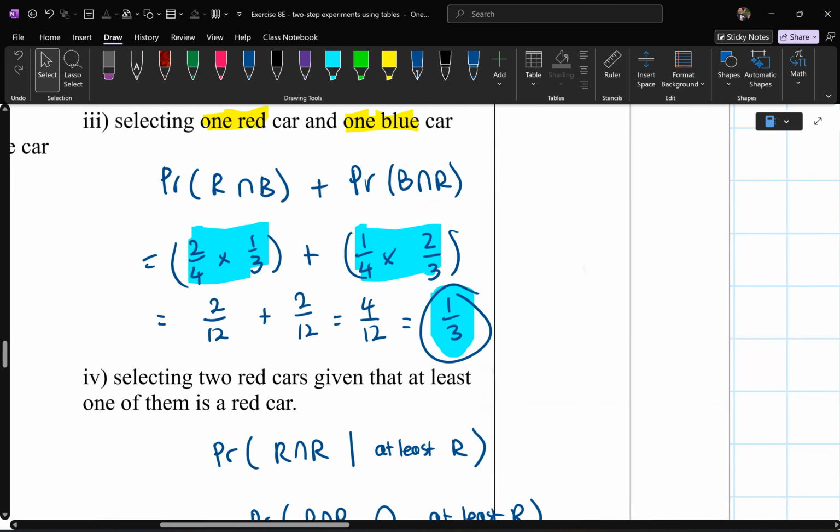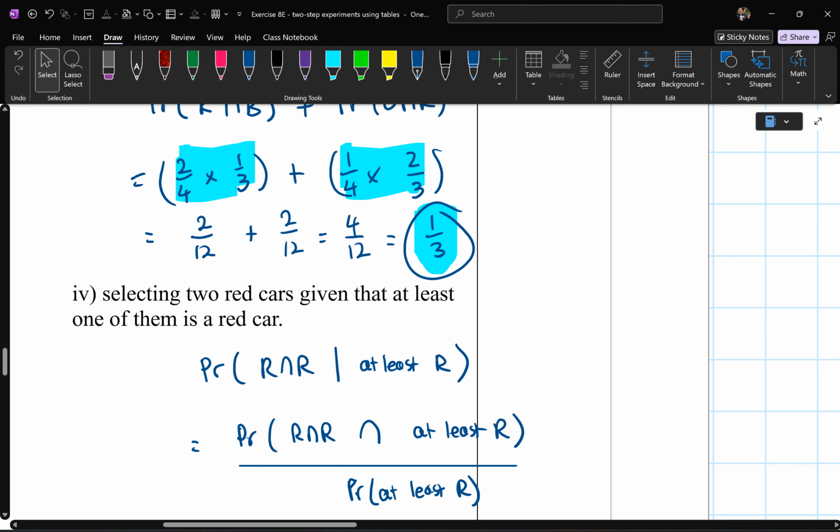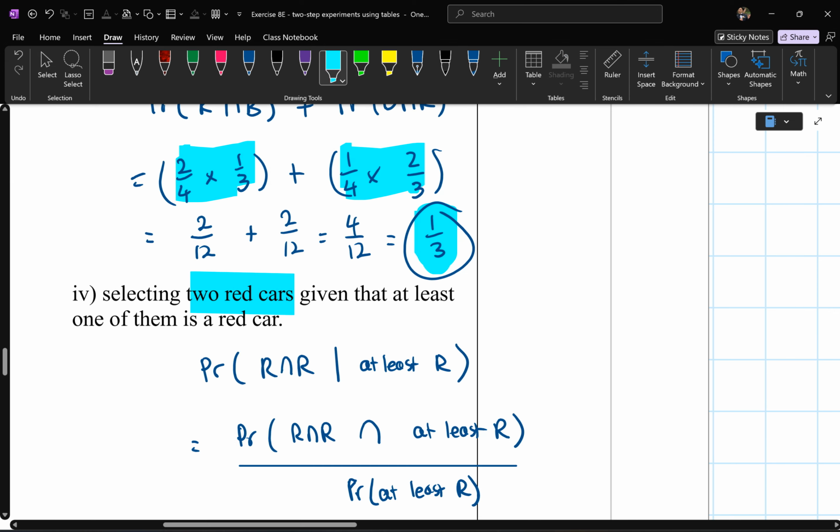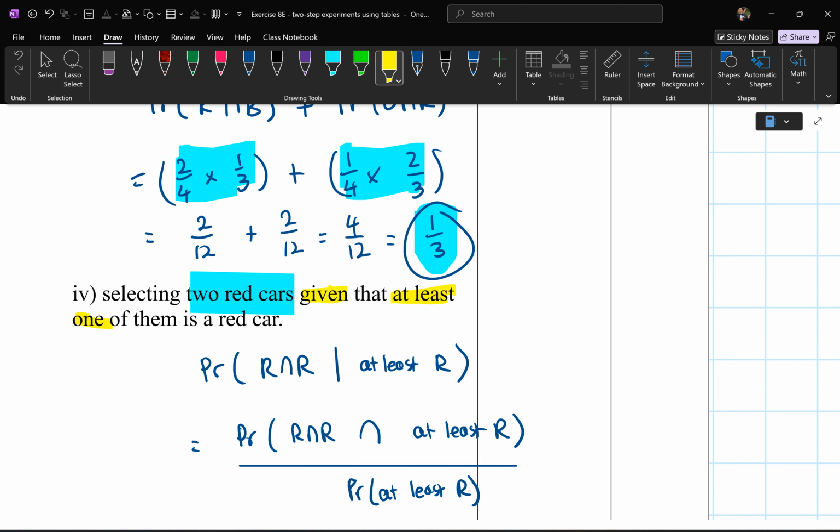Last one was tricky, but same idea as the example I did in example 1. Selecting 2 red cars. So what's the chance of selecting 2 red cars given that at least one of them is a red car? So I wrote it in terms of my notation. What's the chance of getting red and red, given you already knew you got 1 red? So at least 1.